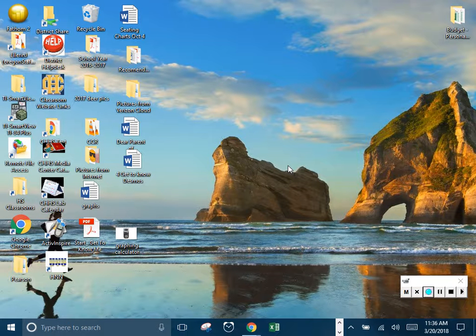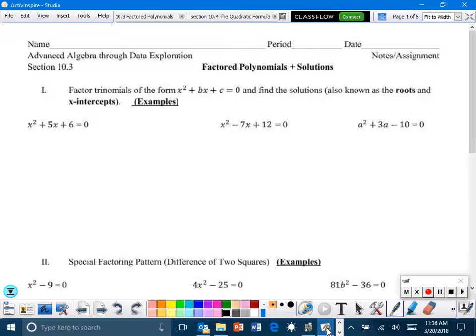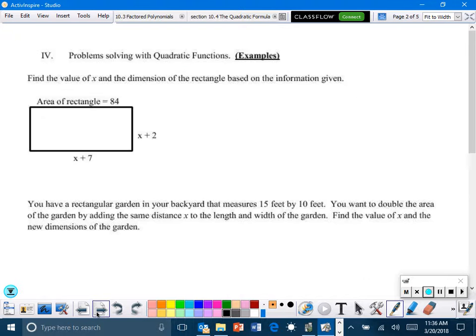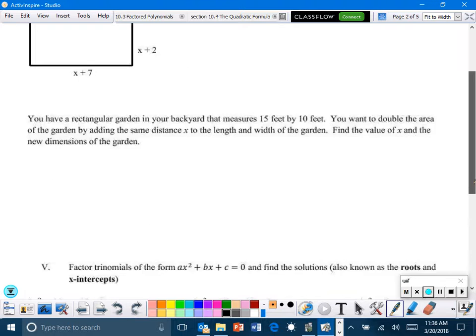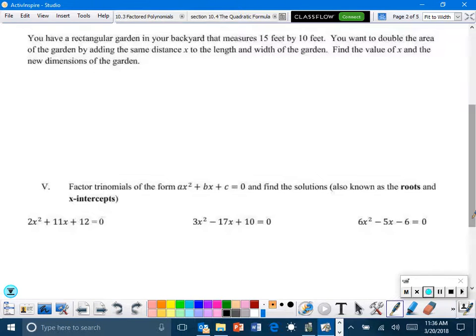All right, ladies and gentlemen, the first thing we are going to do is finish our lesson from worksheet 3, section 10.3 or unit 8, worksheet number 3. We did not finish this lesson on the day that it was given. We left one problem. So let's turn to page 2 and go to this word problem right here.